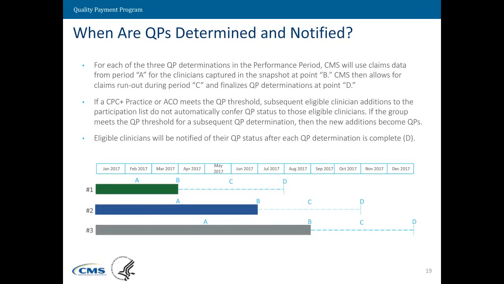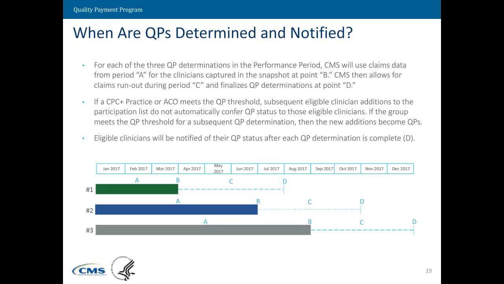So how and when are QPs determined and notified? As mentioned earlier, CMS will use the 3 snapshot dates to make QP determinations for advanced APM participants. And as shown by the timeline on the bottom of the slide, for each of the 3 snapshots in the QP performance period, CMS will use claims data from period A for the clinicians captured in the snapshot at point B. CMS then allows for claims run out during period C and finalizes QP determinations at the earliest, point D.